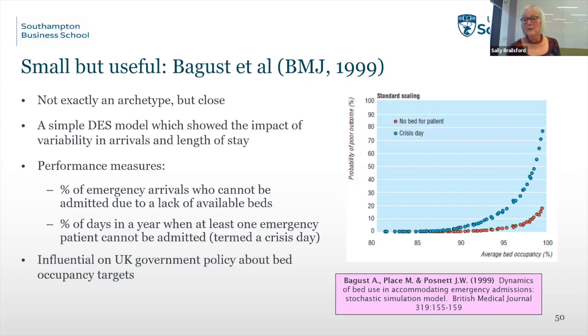But there was this idea that a hospital that wasn't operating close to 100% occupancy was inefficient. And so what this model showed was that once you start getting above about 90%, you're having problems. The red ones are days on which you didn't have a bed, and the blue ones are days on which you had at least one patient who couldn't be admitted. And it was actually influential on government policy about moving the target down to 85%, which is taken to be the safe level.